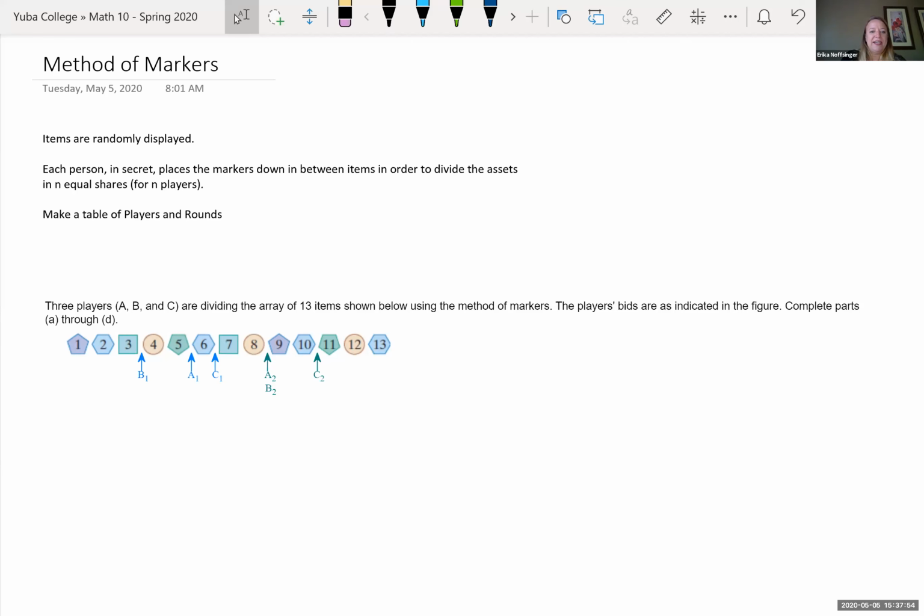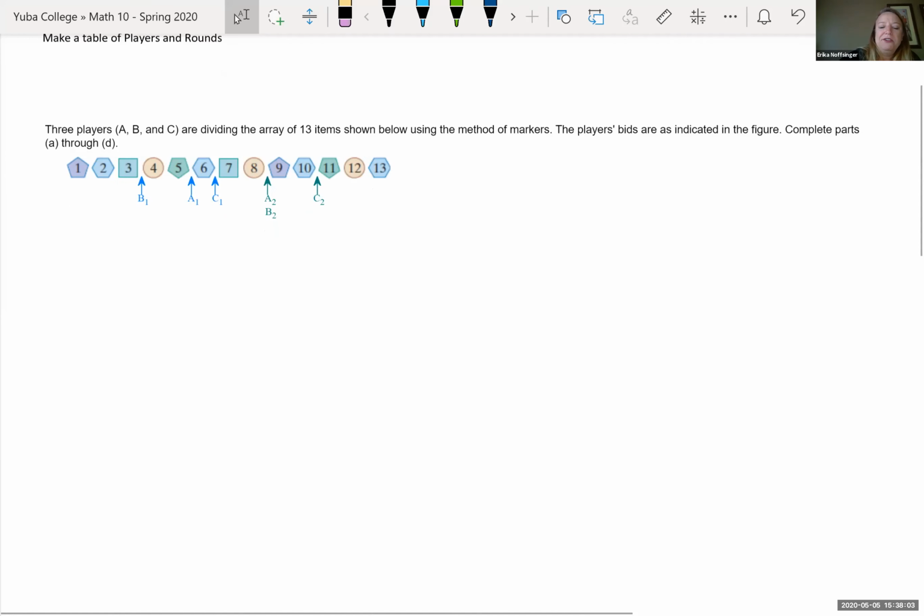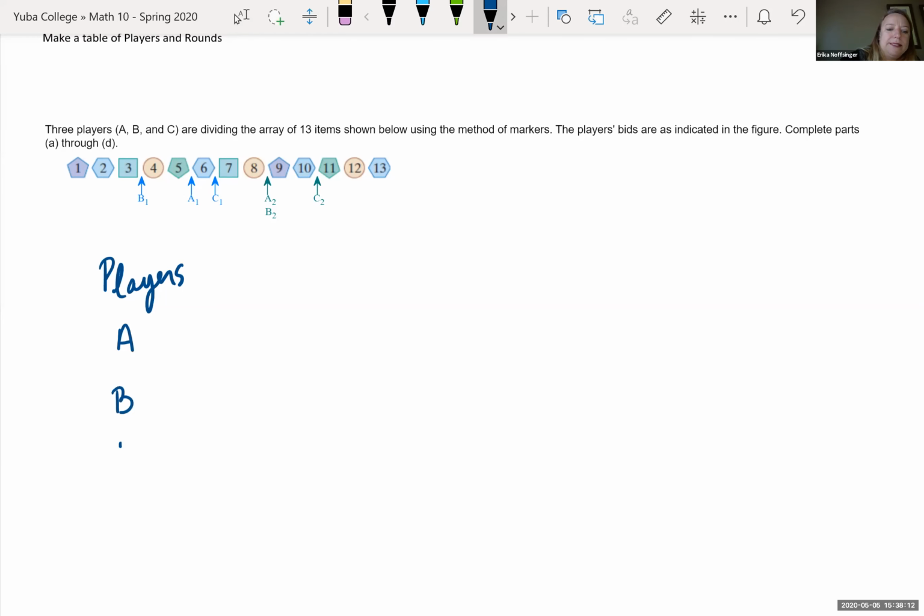Okay, so we're going to look at how this is broken down, and it's helpful to make a chart while you're looking at this. So let's make a chart, and we have players A, B, and C. Depending on how many players there are depends on how many rounds there are. So we're going to have round 1, I'll call it R sub 1, round 2, and round 3, because there are 3 players. And we're going to mark off where each player puts their chip.